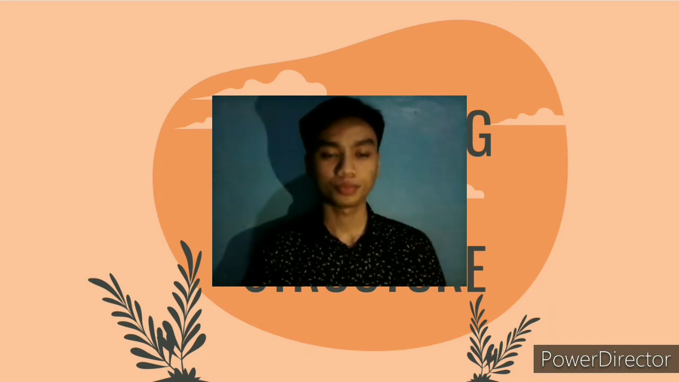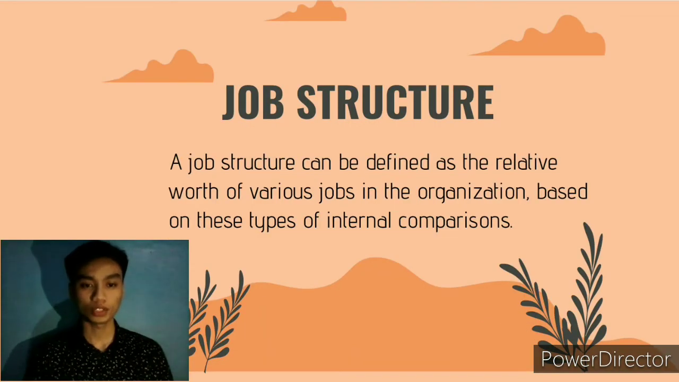Developing a job structure. So what is a job structure? A job structure can be defined as the relative worth of various jobs in the organization based on these types of internal comparisons. This also includes well-defined roles and responsibilities and required knowledge, skills, and experience for each job within an organization. When an entity grows larger and more complicated, or when it is already large and complex, there are considerable benefits to having a standardized job structure.